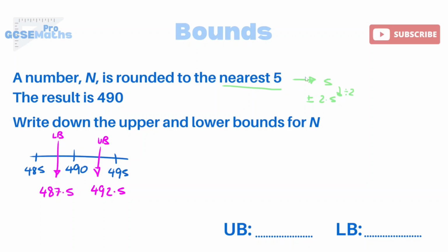It's up to you. So you can see I've obviously taken away 2.5 from 490 to get the lower bound, and I've added it on to get the upper bound. So our final answers are the upper bound is 492.5 and the lower bound is 487.5. Okay, so you've got those two options, the pink option or the green option.